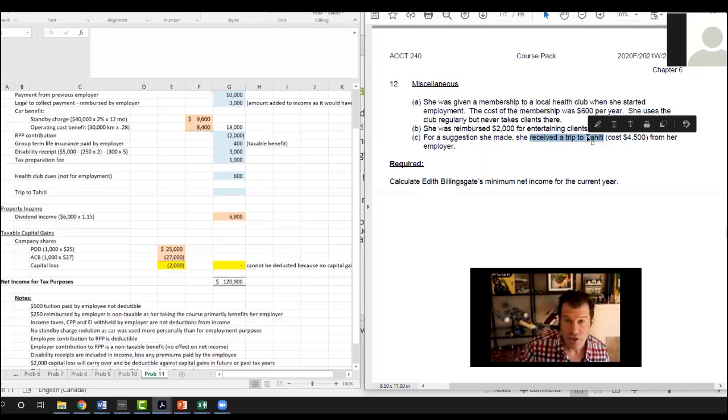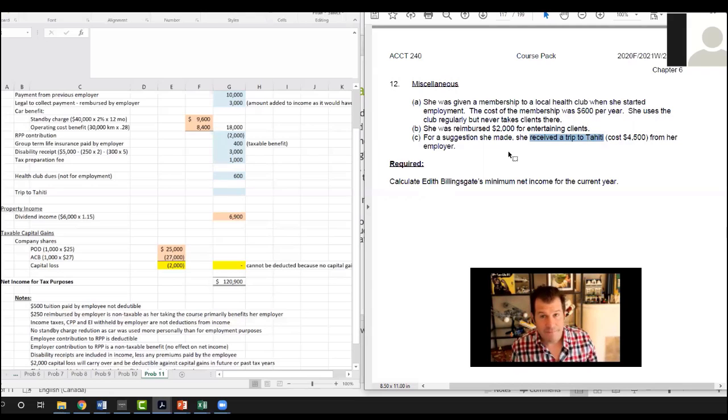It's not a work-related trip. Her work paid for it, but it's not a work-related trip. It's a $4,500 trip. How long does that get you to Tahiti for? A week? Who knows? It's awesome. It's a benefit. It's a taxable benefit. Even because her employer was like, there you go, free trip. And she's like, woo, free trip. She has to pay tax on that. So I'm going to punch in the trip to Tahiti here. It's $4,500.